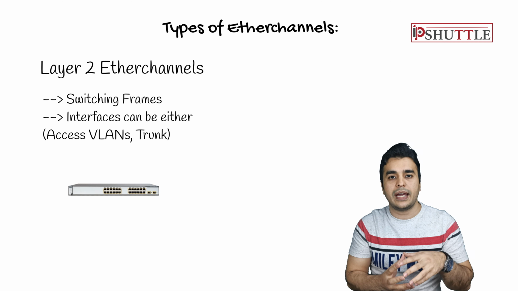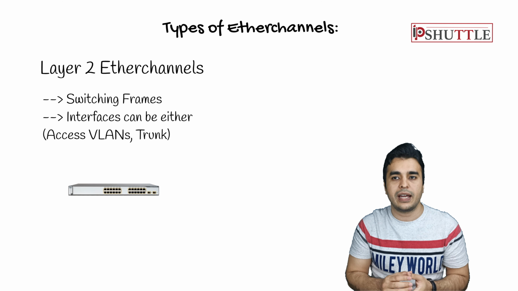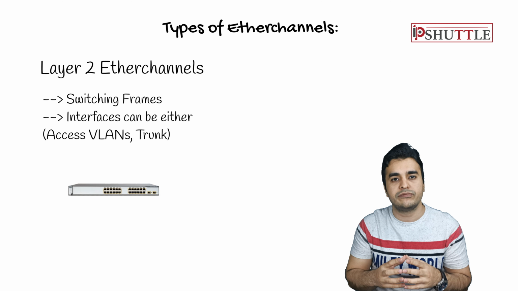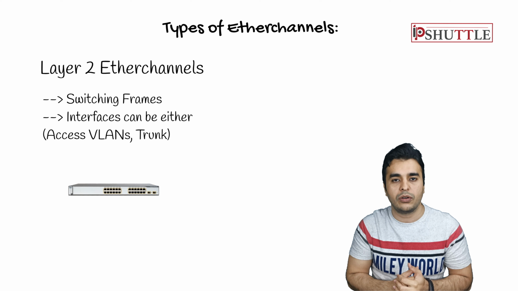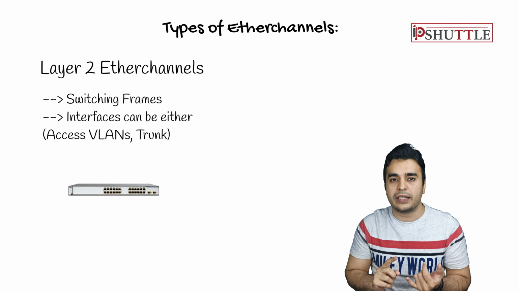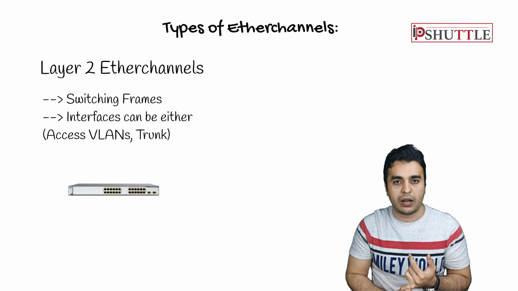But all of them in that logical group should be the same. For example, if you are having 5 interfaces in ether channel and they are logically bundled together to make one interface, all of them should be either access or they should be trunk.